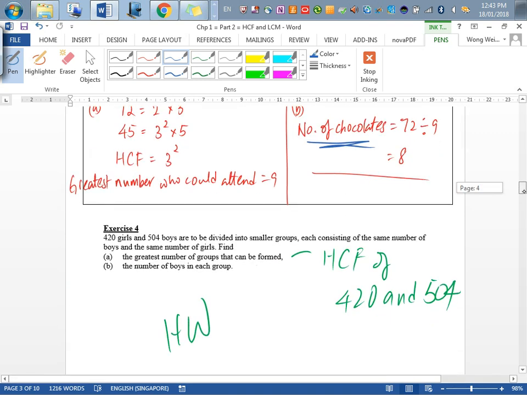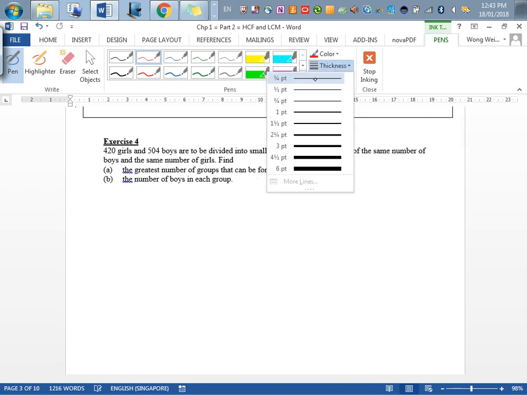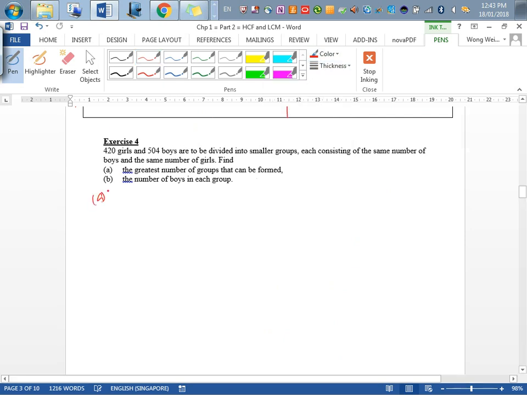Okay, next one. Exercise 4. So same thing. I will not take too long for this question. Part A. 420, you should get 2 squared times 3 times 5 times 7. And 504 equals 2 cubed times 3 squared times 7.